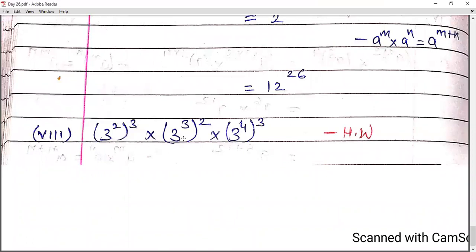बेसिस तीनों के सेम है. यहाँ पर पावर 6 बना, यहाँ पर पावर 6 बना, यहाँ पर पावर 12 बना है. तो हम फर्स्ट लॉ लगाएंगे. बेसिस सेम है, नंबर्स मल्टीप्लिकेशन में है, तो हम केवल पावर को एड अप करेंगे. So your power 6 plus 6 12 plus 12 will give you 24. So the answer for part 8 will be 3 raised to 24.